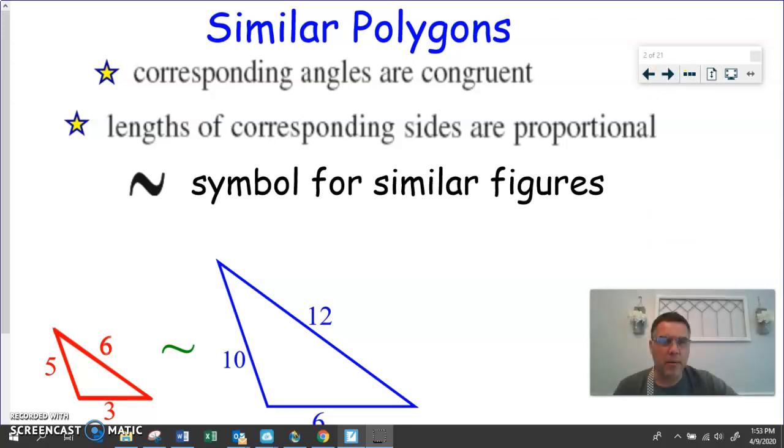We're actually going to be working with polygons. So shapes like triangles, rectangles, rhombuses, squares, quadrilaterals.